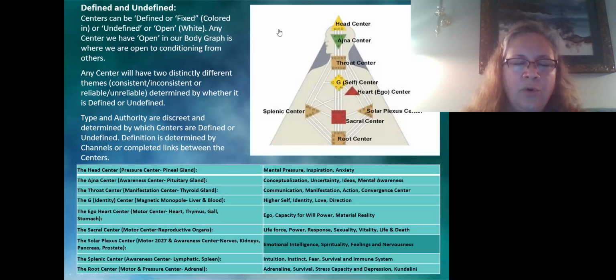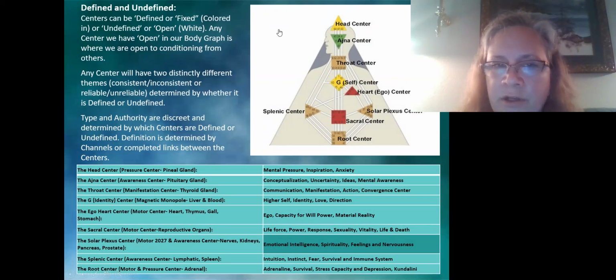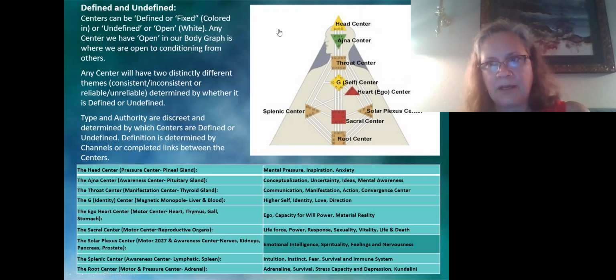When they're open or white, they're open to conditioning from others. So the pressure, the conditioning, the input of others, most particularly and usually from our childhood, parents, family, teachers, what have you, as you're growing, will condition you to certain things. And we'll cover a little bit more of that for Wei. I just wanted to run a basis.